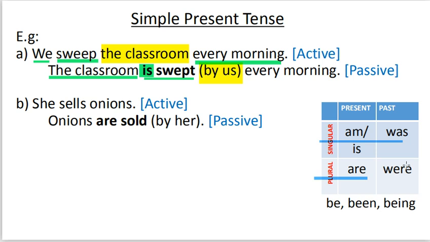So we use these 4 boxes when we are treating the simple present tense, the simple past tense, the present continuous tense, and the past continuous tense. The remaining 3 of the verb to be: been, B-E-E-N, is used when the sentence is in the perfect tense, while we use being, B-E-I-N-G, when the sentence is in the continuous tense. Then we use be when we have a modal verb.